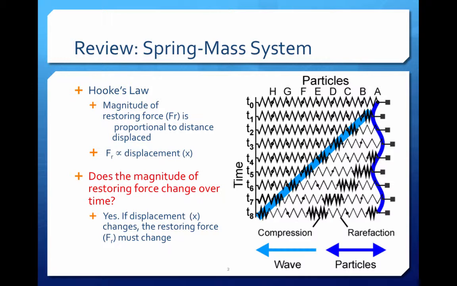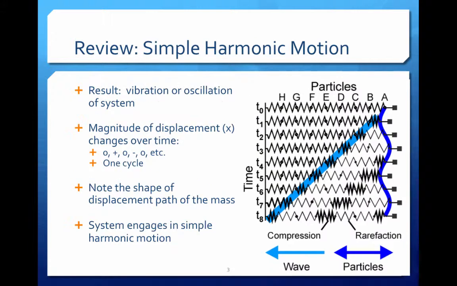Remember our picture of the molecule moving back and forth and back and forth, and the waveform moving out. You have periods of compression and periods of rarefaction. This is vibration or oscillation of a system. The magnitude of displacement changes over time.